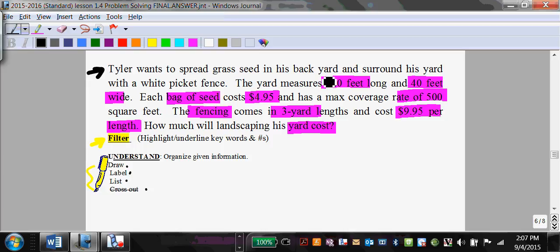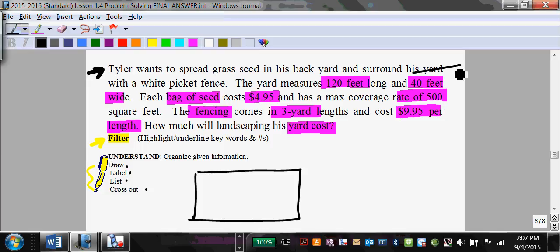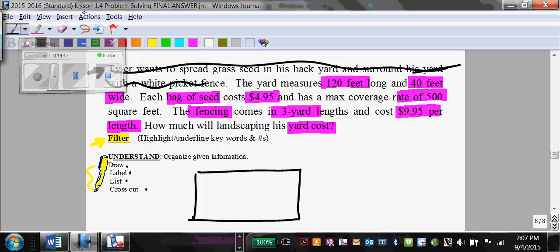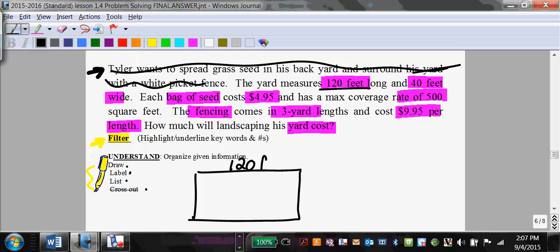So let's see. I have a yard. So I draw my yard. Guess what? Goodbye, word, yard. Cross it out. Makes your life happy again when you cross stuff out. Yard measures 120 feet by 40 feet. Always keep track of your units. Cross stuff out as you take care of it.